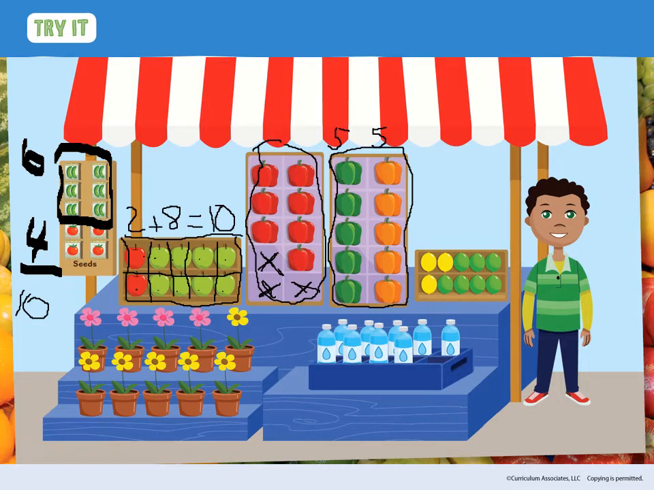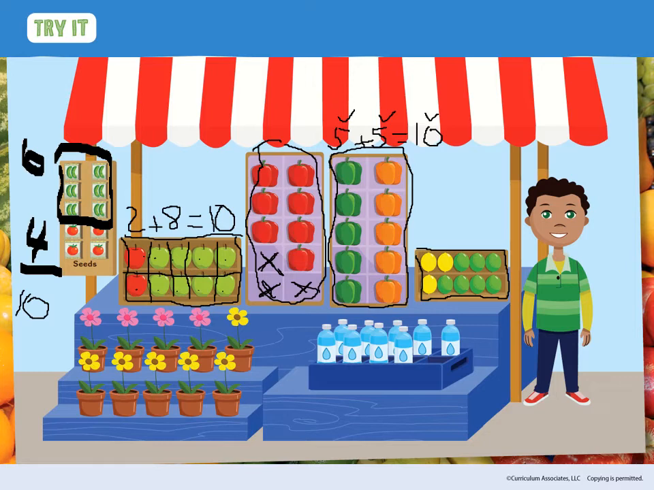So 5 green peppers and 5 orange peppers together gives us a whole group of, that's right, 10 peppers in that crate. So this part was 5, this part was 5, and the whole group in that crate was 10. Part, whole. 5 and 5 makes 10. Lemons and limes. Lemons and limes in this crate.